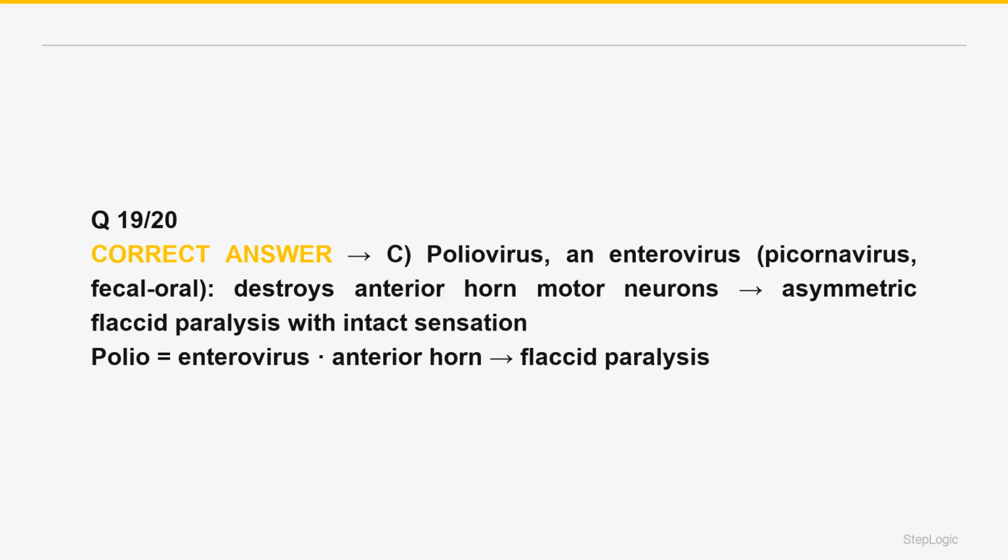Other enteroviruses are high yield. Coxsackieviruses cause aseptic meningitis, myocarditis, pericarditis, herpangina, and hand-foot-and-mouth disease. Polio is prevented by vaccination: Salk inactivated, Sabin oral. The anterior horn destroying, fecal-oral enterovirus causing flaccid paralysis with intact sensation is poliovirus.